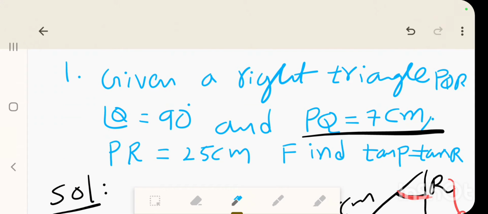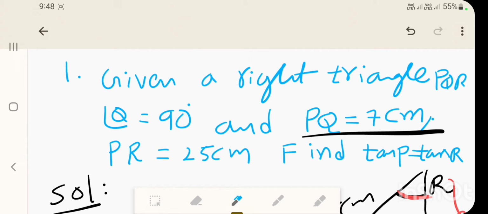Students, in today's lecture we are going to solve some of the problems from the trigonometric chapter. This is for 10th class SSC, and we are going to solve expected problems from the trigonometric chapter. Okay, so first problem, we'll start here without wasting any time.